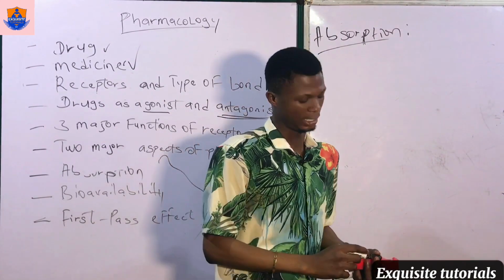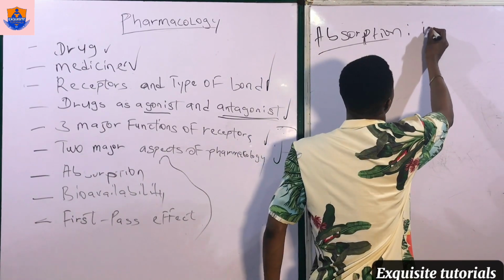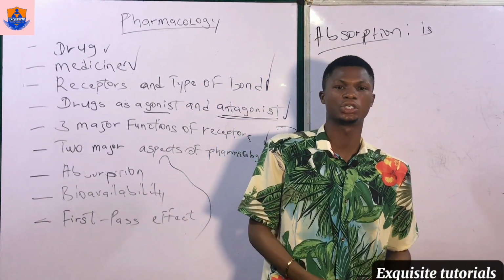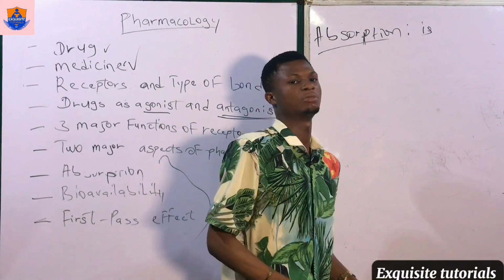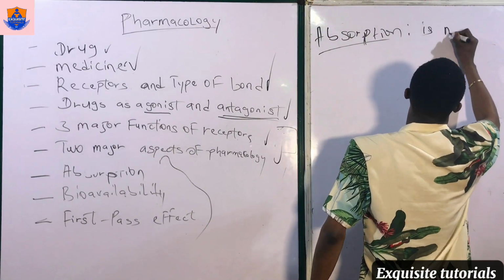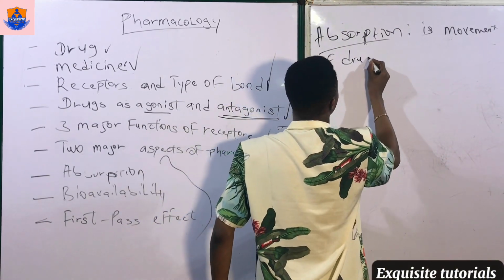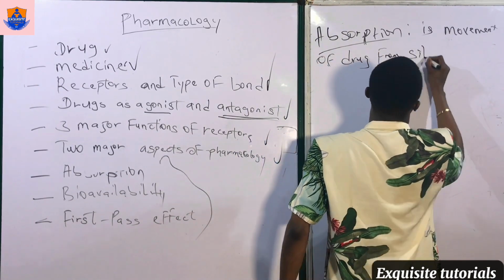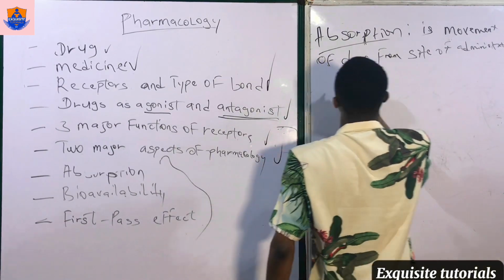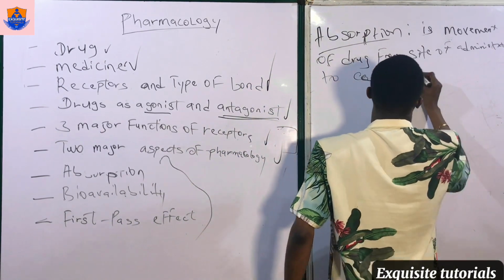I talked about absorption earlier. We said that absorption is the process or the transfer of the drug from the site of administration to the central compartment, which means your plasma, your body. Let's say, we can say the movement of drug from site of administration to central compartment.